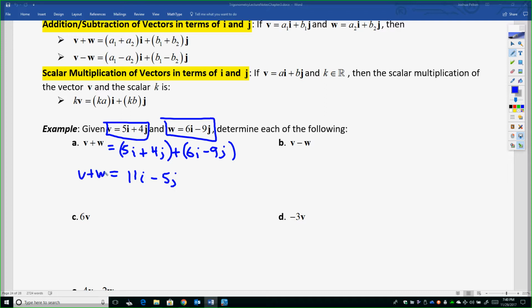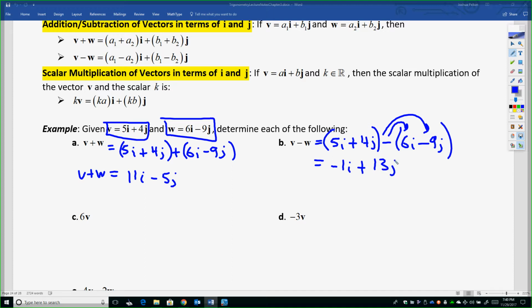Okay, likewise, parentheses don't make a difference in the first one, however they do make a difference here, because if I do this one, 5i plus 4j minus 6i minus 9j, that will not give me the right answer because it's minus the entire w. So in fact, I have negative 1i, and the double negative makes a positive there, right? Or a positive, rather. Makes a negative on the first one. So that gives me a 13j.